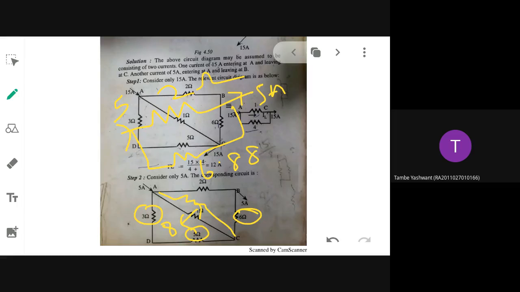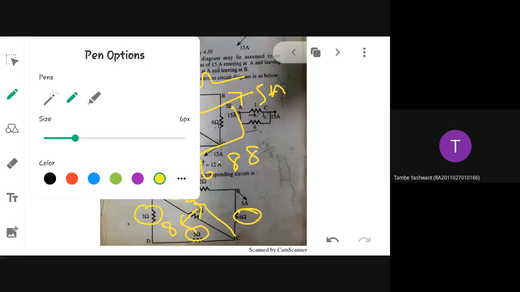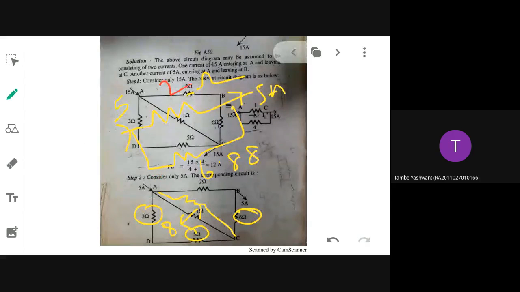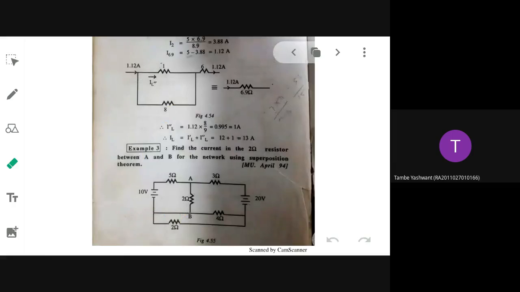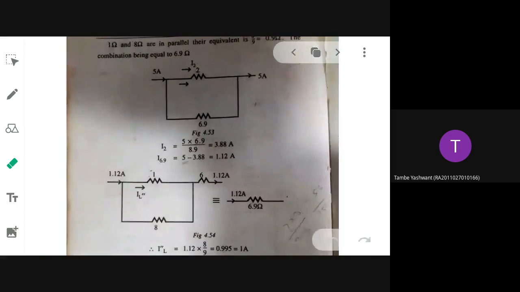Again by current division, I have to obtain the current through, sorry, is this 1 ohm or 2 ohm? 2 ohm, I think. Ma'am, 2 ohm only. Okay, how have they found out the current? Let me see. How have they found out the current here? Again by using current division.